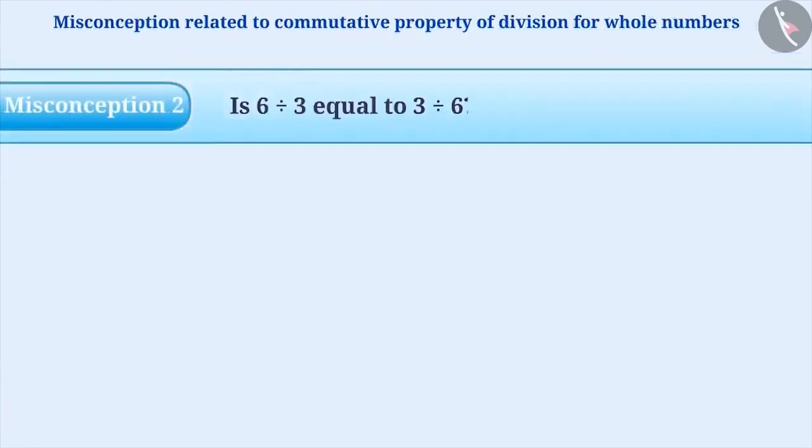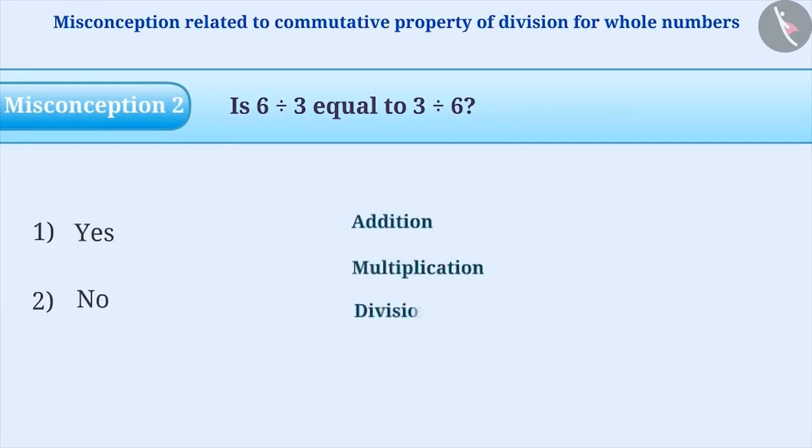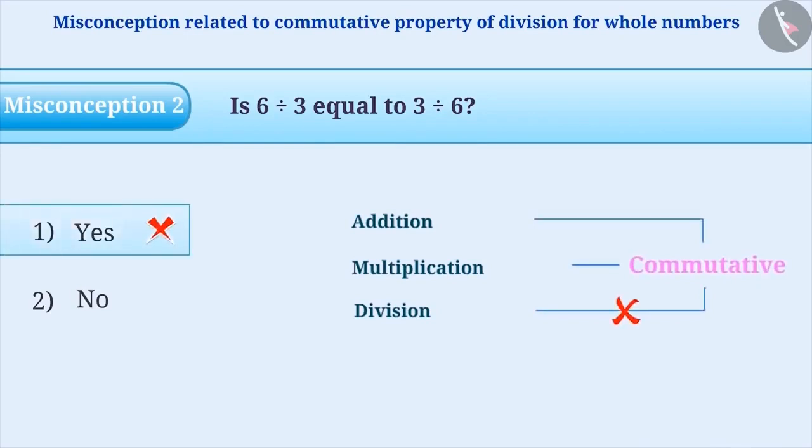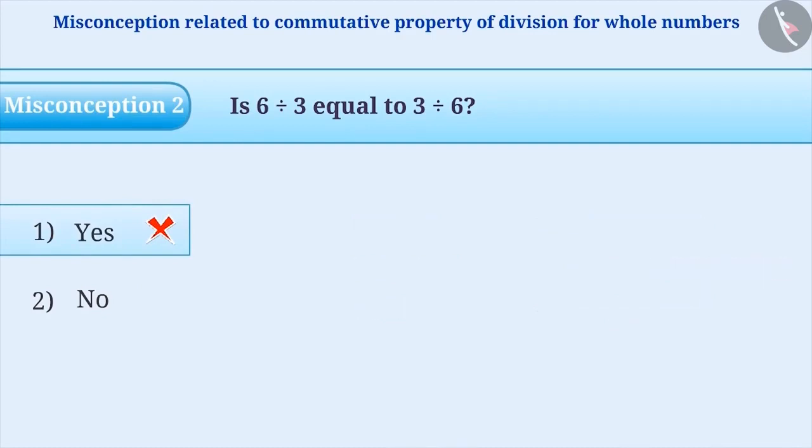Misconception 2. Is 6 divided by 3 equal to 3 divided by 6? It is a common misunderstanding that, just like addition and multiplication, division is also commutative. With this misunderstanding, the incorrect answer yes is chosen. To find the correct answer, we must compare the results of 6 divided by 3 and 3 divided by 6.